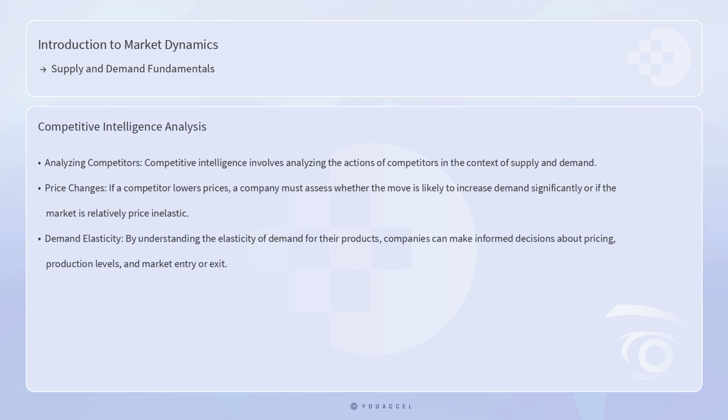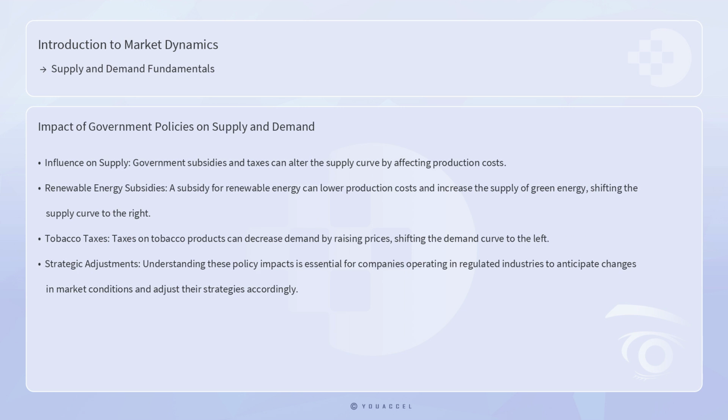Moreover, competitive intelligence involves analyzing the actions of competitors in the context of supply and demand. For instance, if a competitor lowers prices, a company must assess whether the move is likely to increase demand significantly or if the market is relatively price inelastic, in which case the price change might not have a substantial impact. By understanding the elasticity of demand for their products, companies can make informed decisions about pricing, production levels, and market entry or exit.